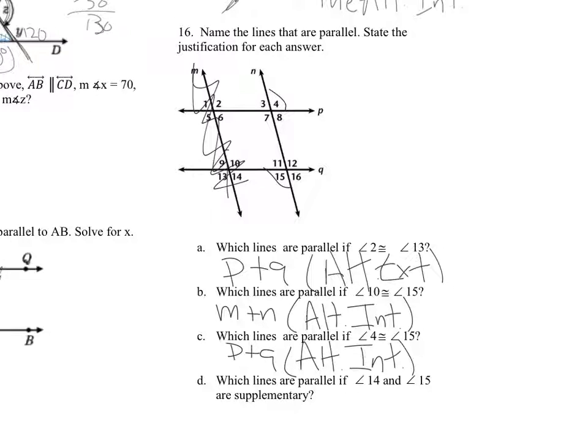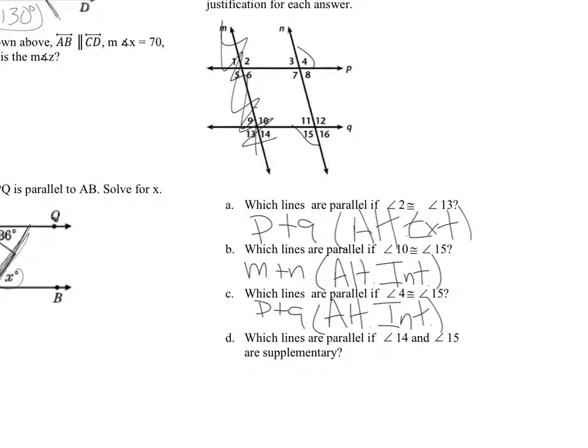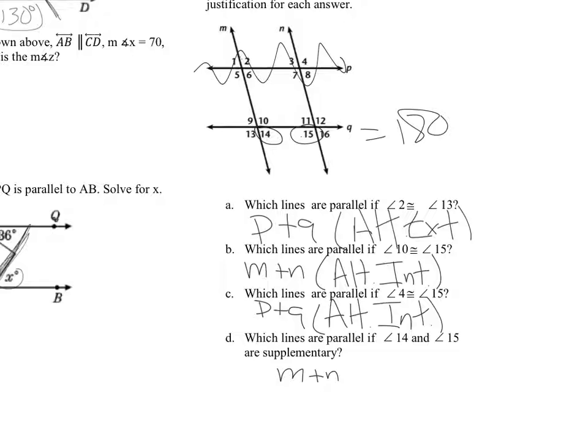And last, and certainly not least, 14 and 15 are supplementary. So they're not congruent with each other, but 14 and 15 equal 180. Well, we're ignoring this. That means 14 plus 15 equal 180, which is true because they're consecutive interior, and that would make lines M and N parallel by consecutive interior.